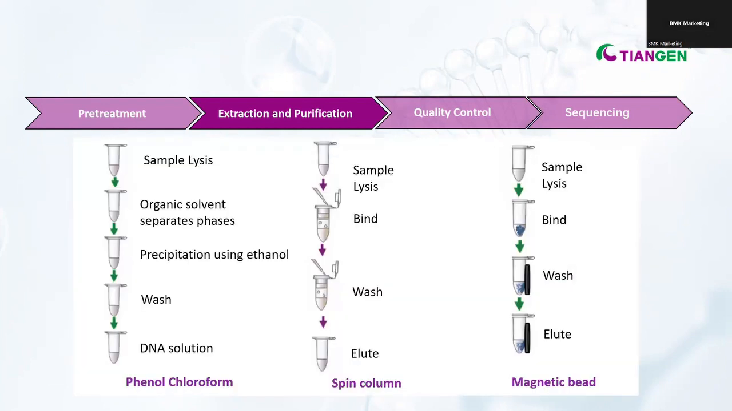So after sample pretreatment, I would like to compare several of the most common purification methods currently used by academic research labs. Phenol-chloroform is the most traditional method. A mixture of alcohol, phenol, and chloroform is added to the sample lysate to promote the partition of lipids and cell debris into an organic phase, leaving the DNA in the aqueous phase.